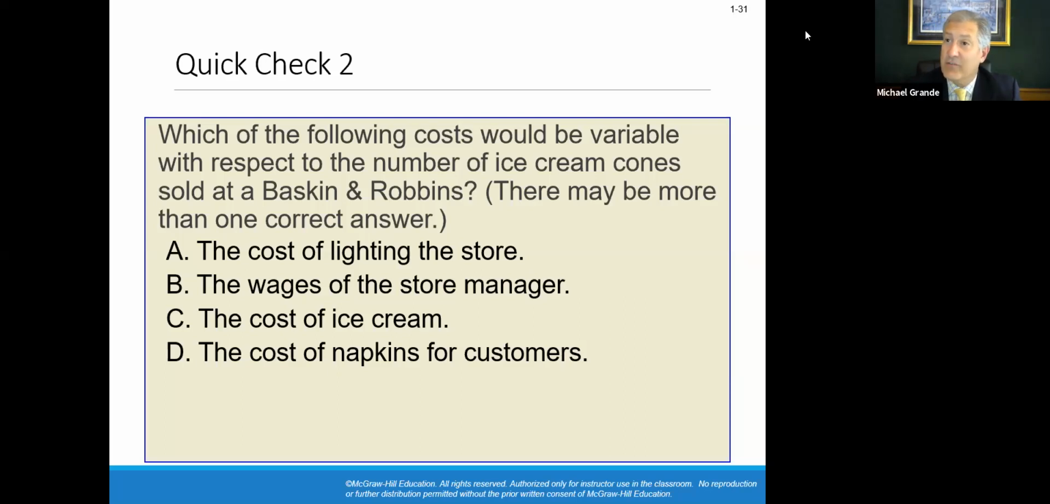The cost of ice cream, right? It depends on the number of ice cream cones we sell. Variable. D, the cost of napkins for customers. The more customers we have, the more napkins we're going to use. So C and D are variable.